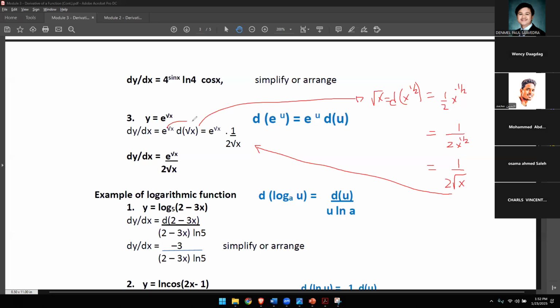So we just simply copy this one, and once we derive it, it's now 1 over 2 square root of x. And then just multiply. e raised to square root of x times 1 is e raised to square root of x, over 2 square root of x. And this is now your final answer.